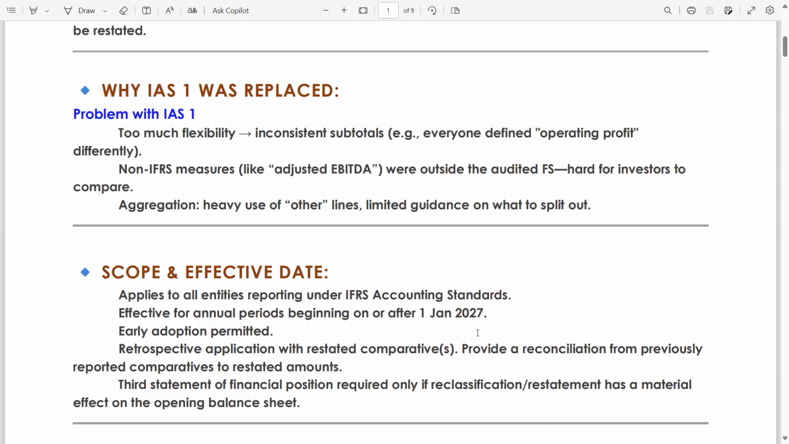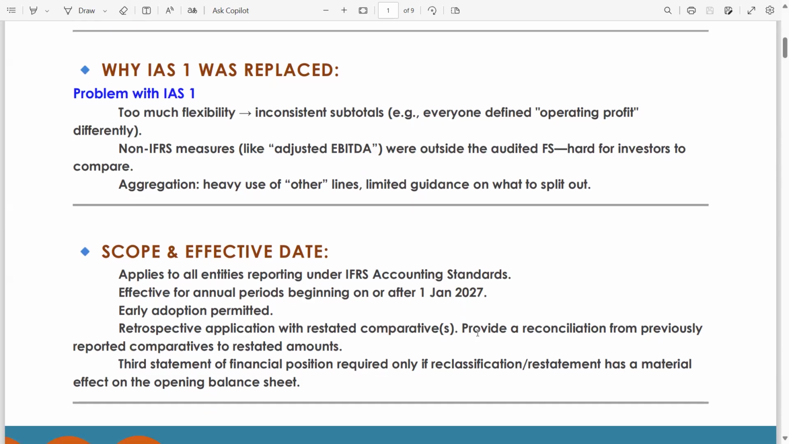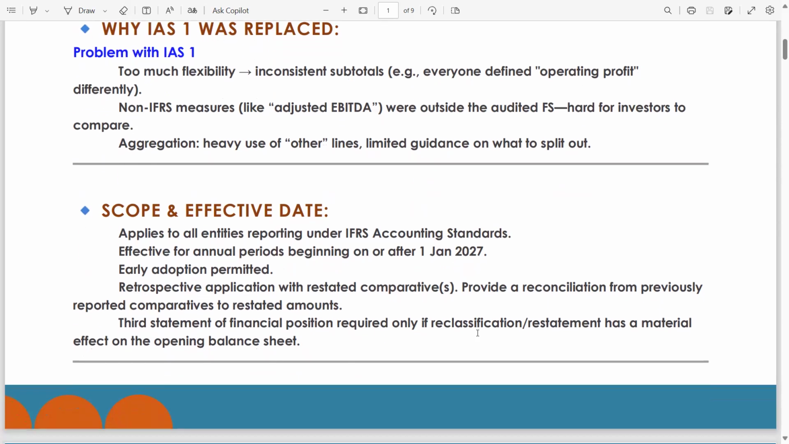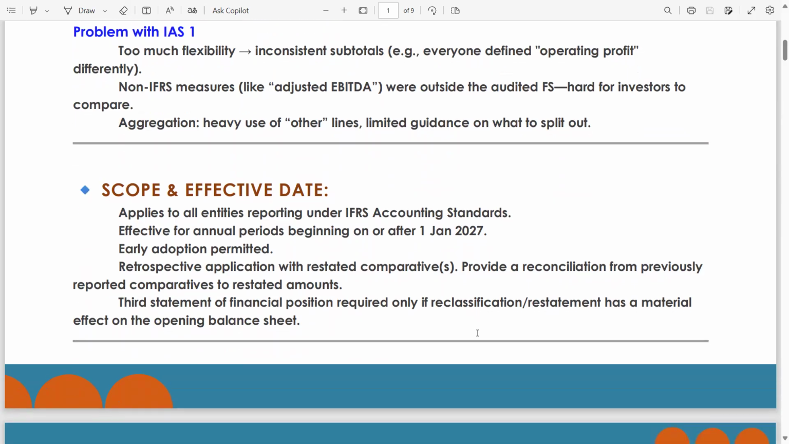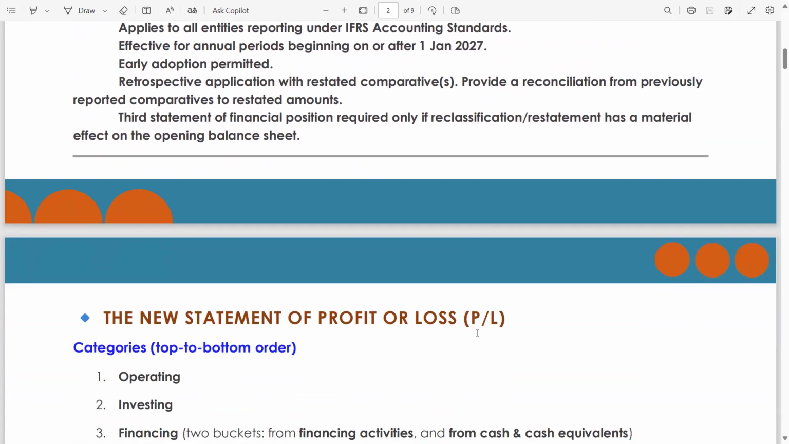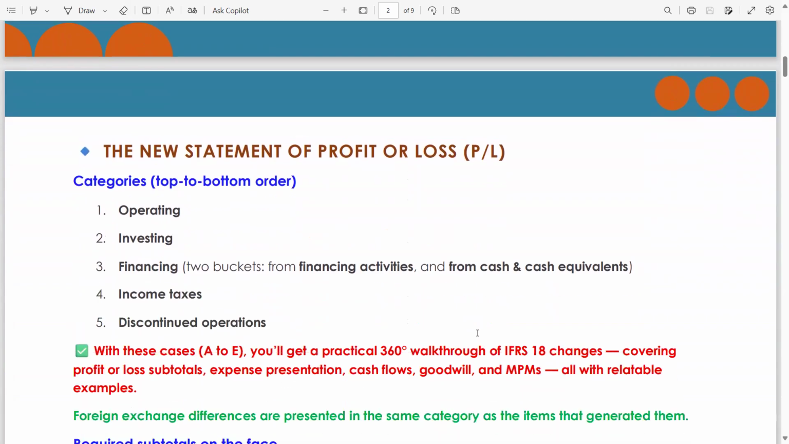Retrospective application with restated comparatives: provide a reconciliation from the previously reported comparatives to the restated amounts. Why is it important? Because it gives you a better understanding and better clarity of the previous year's balances as well. Third, the statement of financial position is required only if the reclassification restatement has a material effect on the opening balance sheet, because opening balances are very, very important.